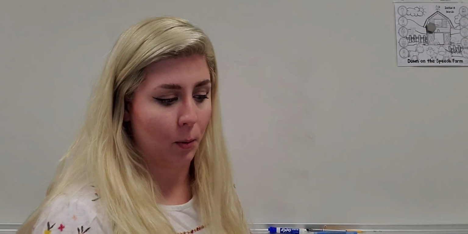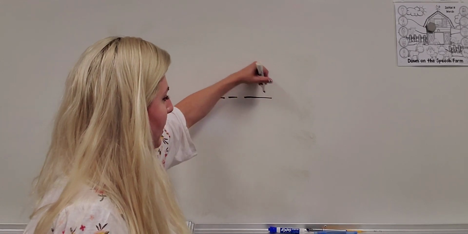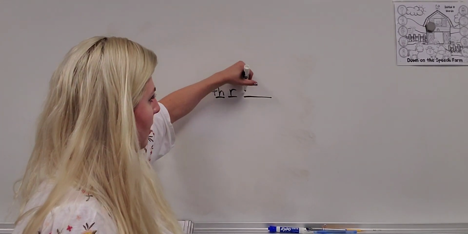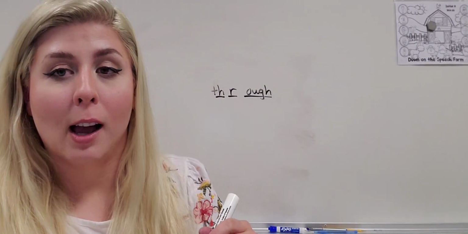So for a word like people or through, it may be a little bit more complicated, especially in a word like through. So we've got 3 speech sounds, but we've got O-U-G-H coming in with the oo.